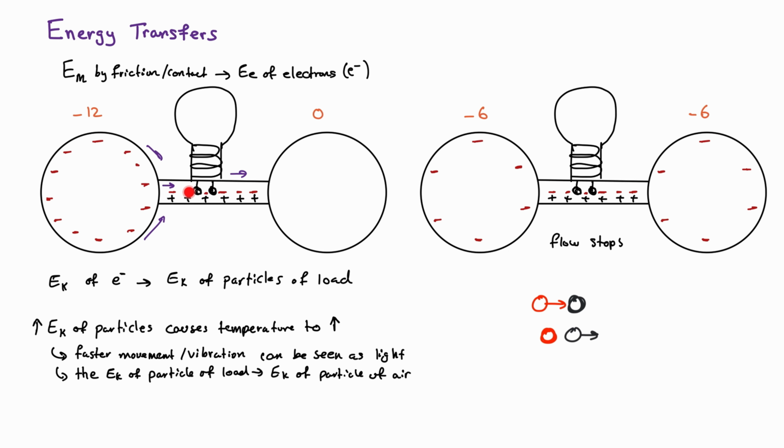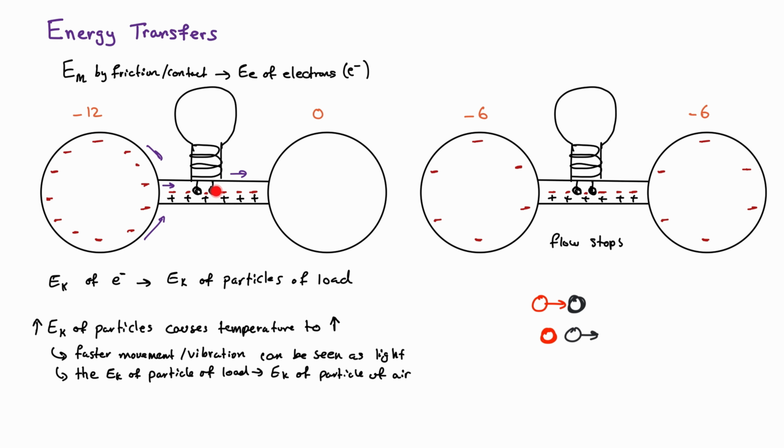So every time we have a group of electrons hitting the particles of the light bulb, these particles start moving, and as more electrons hit it, they start moving faster and faster. This movement is mostly vibration, so the particles are moving back and forth, and that back and forth motion starts to increase. So we have the kinetic energy of the electron or group of electrons turning into the kinetic energy of the particles of the load.